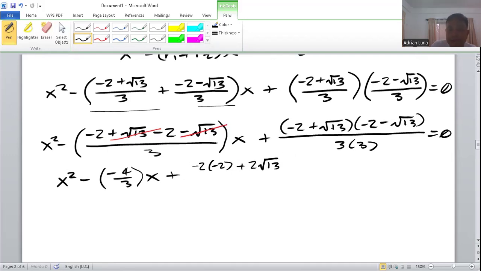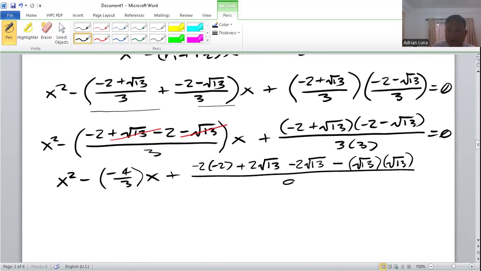Then ito naman, first terms, outer terms, inner terms naman, positive square root of 13 times negative 2. So magiging negative 2 square root of 13. Then yung last term, positive times negative. So that would be negative times square root of 13 times square root of 13 all over 9 is equals to 0. And pansinin din na ito, magka-cancel to.